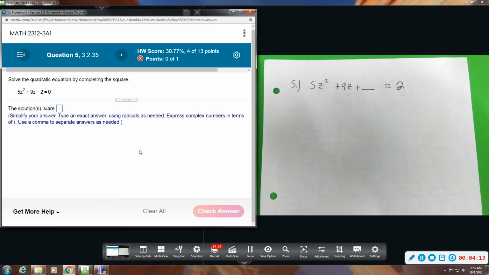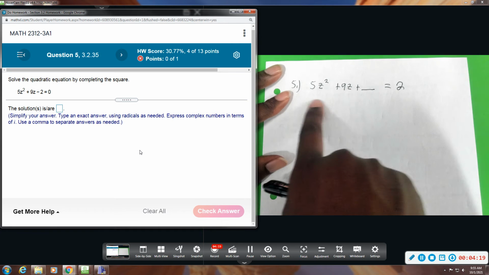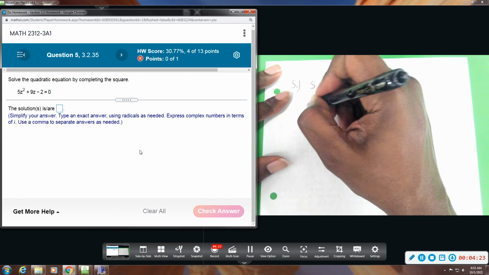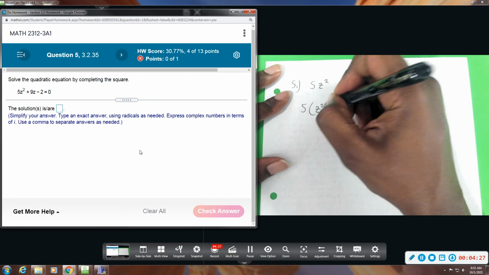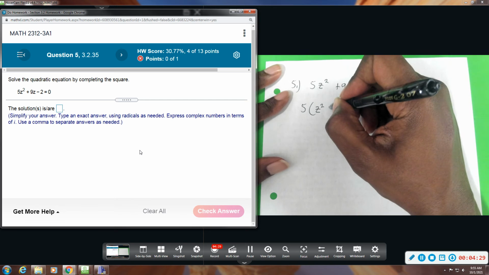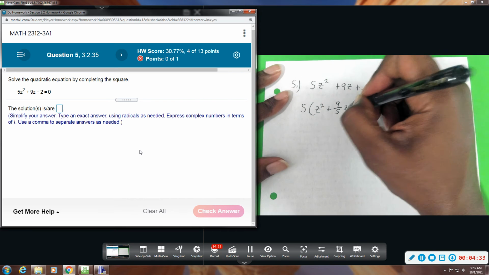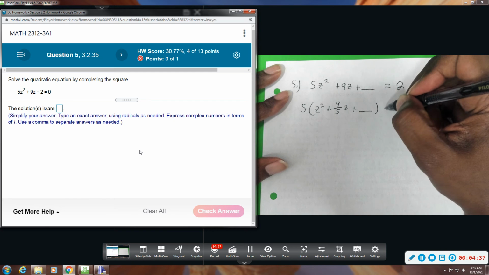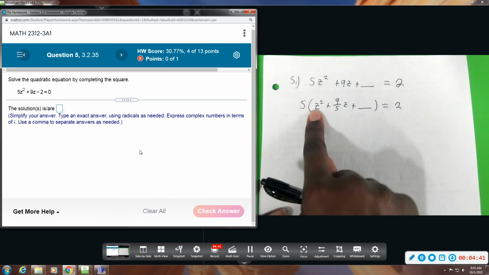Okay, from here, I am going to factor out a 5. So 5 is coming from here and here, divide by 5. So I have that 5 out here. It's going to leave me with z squared. That's going to give us 9 divided by 5, z, and then plus blank space equals 2.